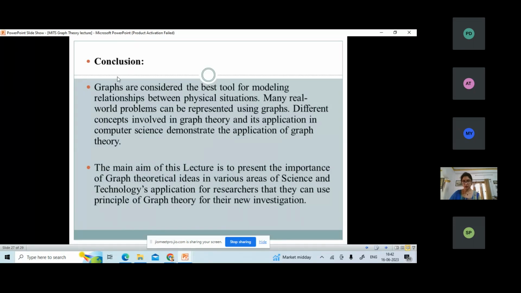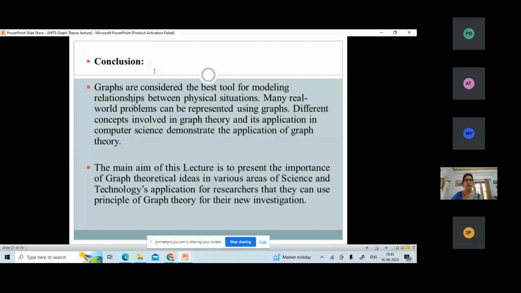Conclusion. The conclusion of this episode is where I will tell you the applications in computer science and sciences. These graphs are considered the best tool for modeling relationships between physical situations. Many real-world problems can be represented using graphs.